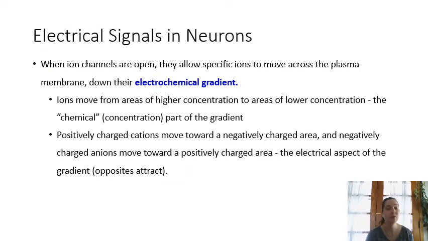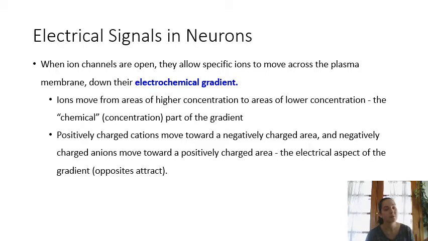Okay, so hopefully we understand the idea of a concentration gradient. So again, remembering back to a few weeks ago when we talked about how diffusion works. When you have a whole bunch of ions concentrated on one side, they're going to go from high concentration to low concentration. So we're going to move down that concentration gradient.